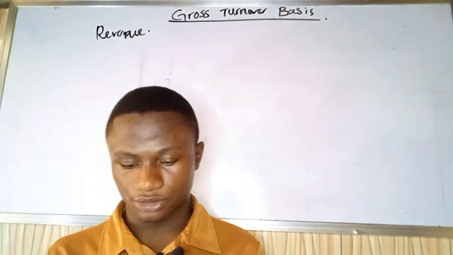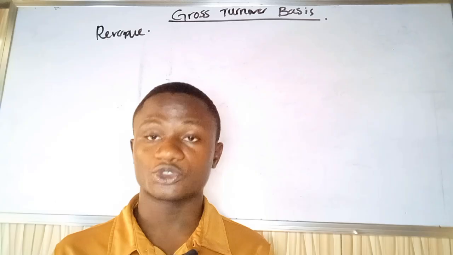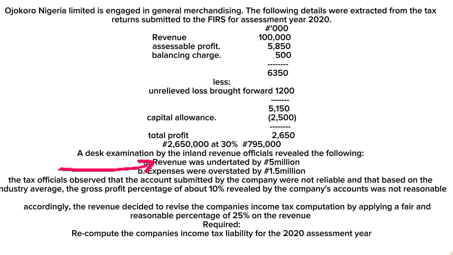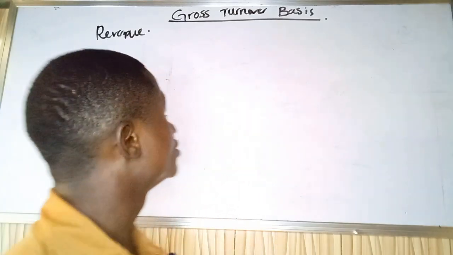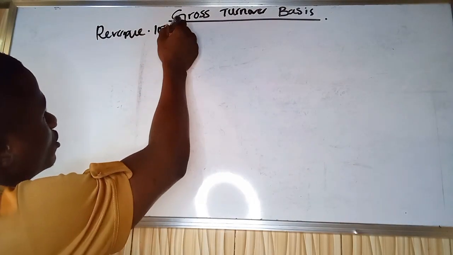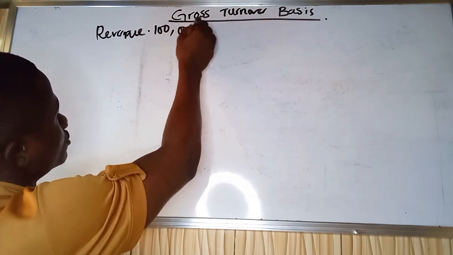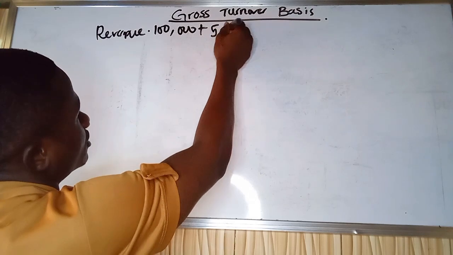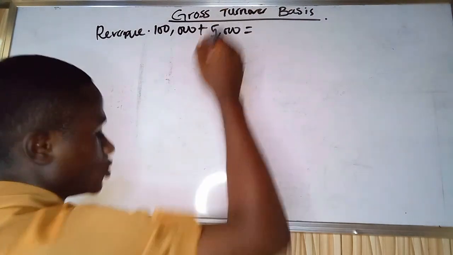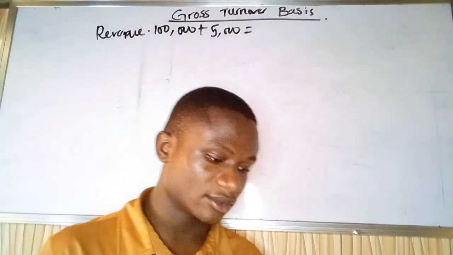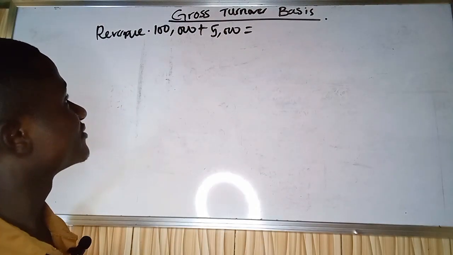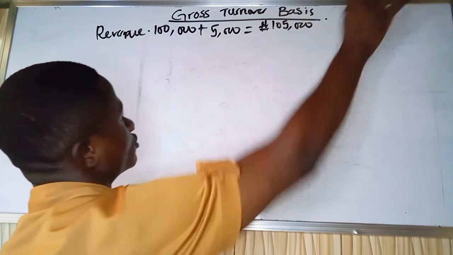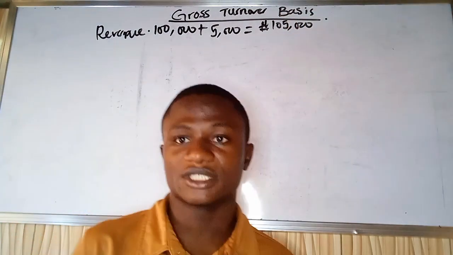From the question given, we can see that the revenue is 100 million, 100,000 but in million. And we were told that revenue was understated by 5 million. So the revenue is 100,000 plus 5 million. If we add this together, we're going to be having 105 million. Let's put it that way to shorten the three zeros.